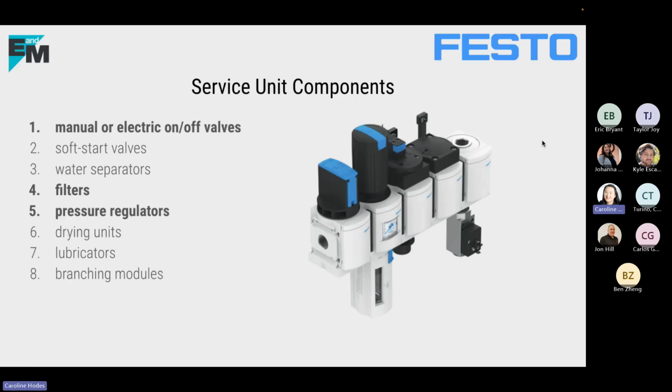So here's the following list of service unit components. The first one would be a manual or electric on or off valve, which you can have either or both, as well as soft start valves, water separators, filters, pressure regulators, drying units, lubricators, and branching modules. And we'll be talking about all of these in the next couple of slides. But the main three that you would need at minimum are those three in bold, which are the manual or electric on-off valves, as well as filters and pressure regulators.